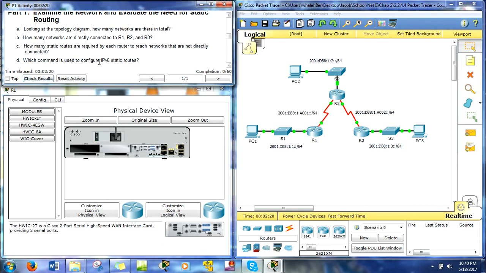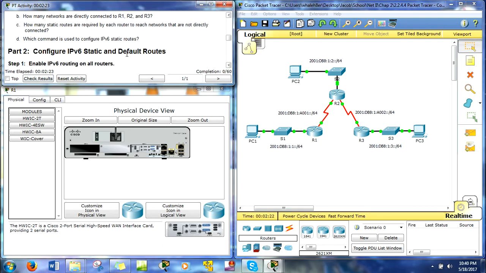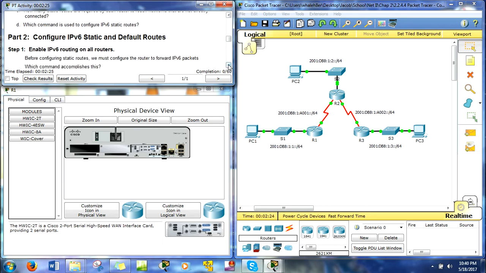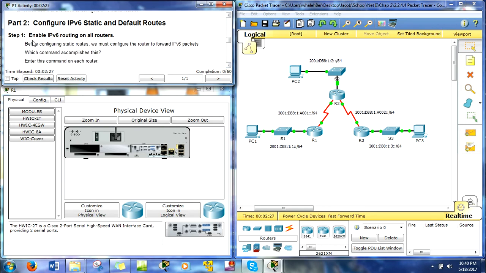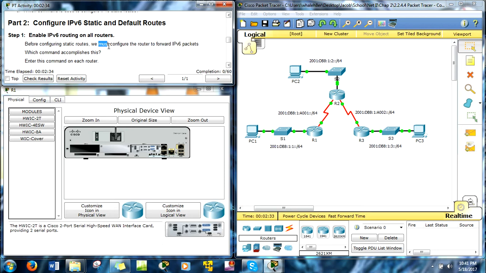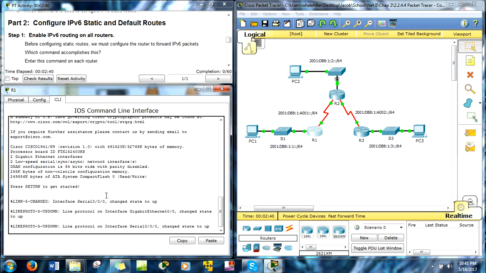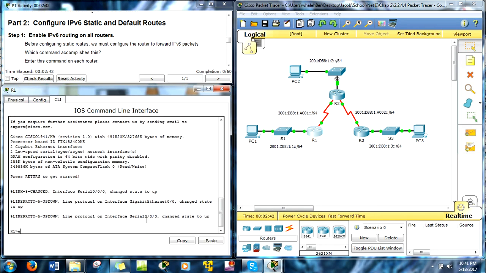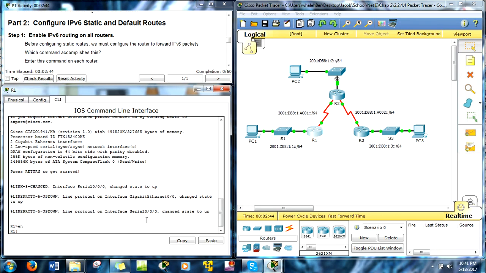What command is used to configure IPv6 static routes? Well, you're about to see what that looks like in action, so we're not going to answer that right now. Okay, before configuring static routes, we must configure the router to forward IPv6 addresses. No joke. Under normal circumstances, the default is to not route IPv6 addresses. So you've got to tell the router to do that.